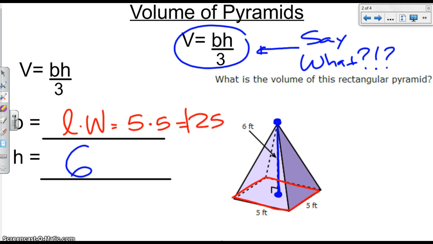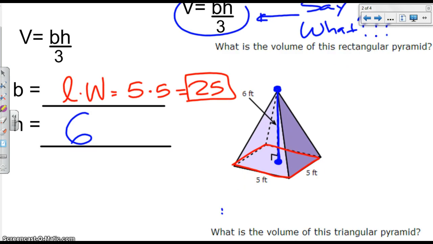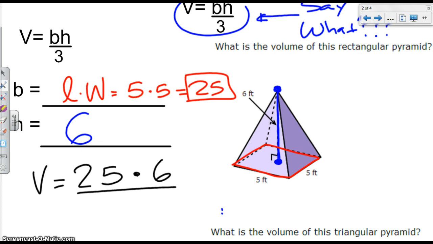And now we can just, very nice and very neat, plug these values into our formula. So we'll do it down here. V equals, and for B, we're going to plug in 25. For H, we're going to plug in 6, and we're going to divide that by 3. And when you do that, you're going to get 50.